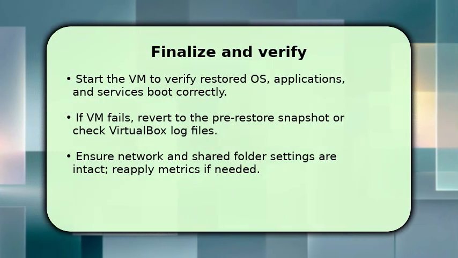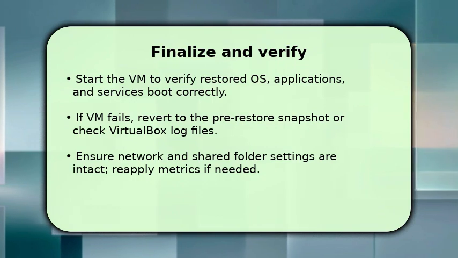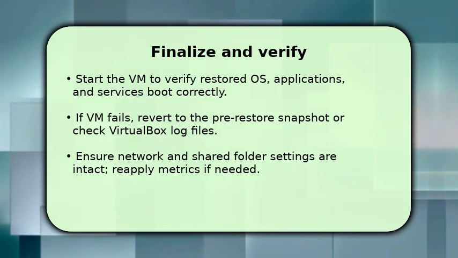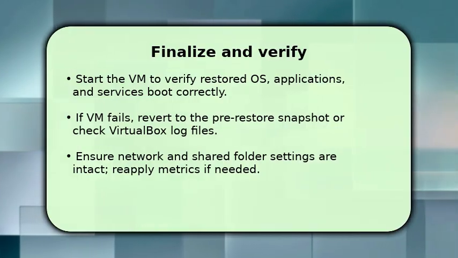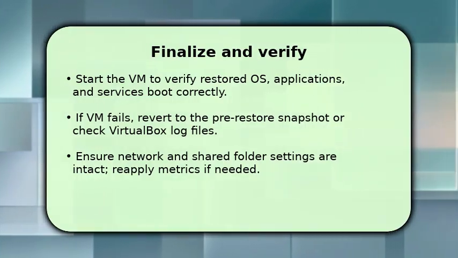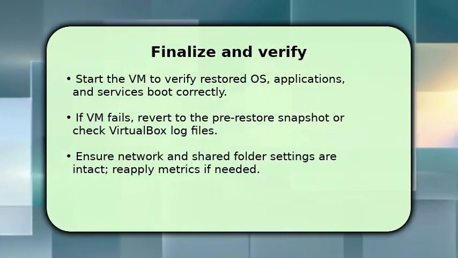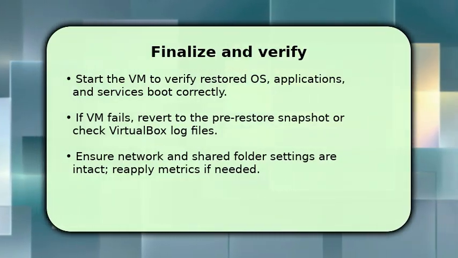Finally, power on the VM to validate the restore. Boot through the OS and inspect critical services and applications to confirm the snapshot applied as expected. If something goes wrong, power off and either restore the pre-restore snapshot you saved or consult the VirtualBox log files for disk or state errors.